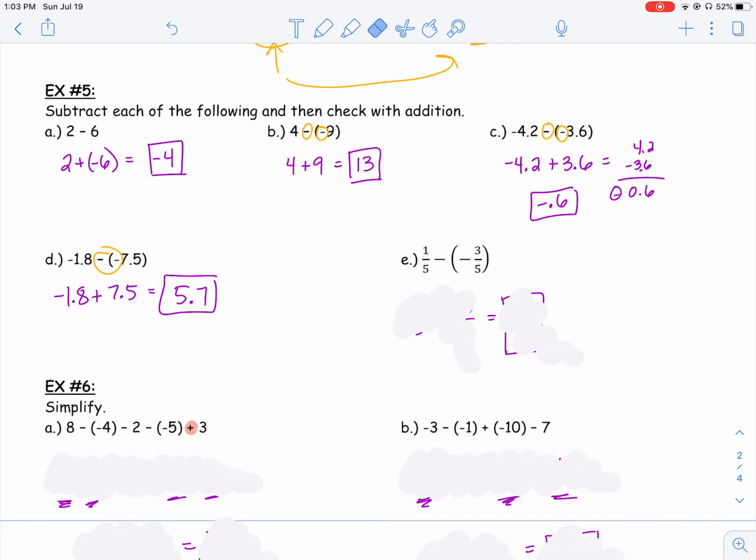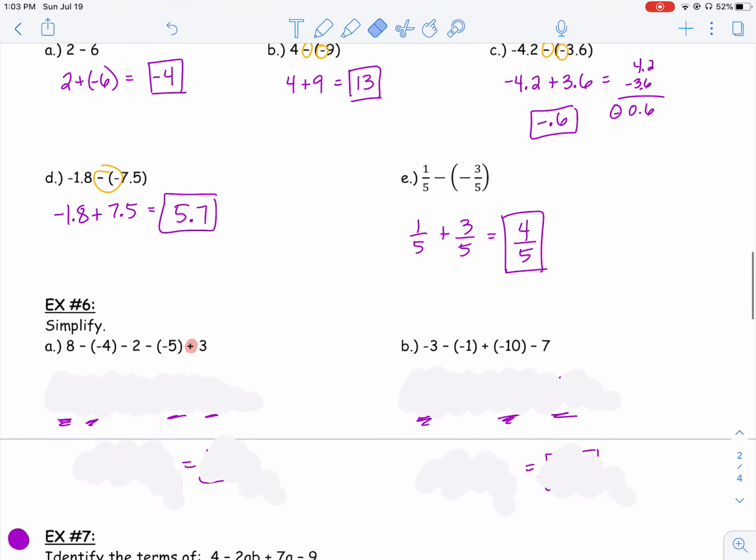Okay, it works the same way with fractions. If I have 1/5 minus a negative 3/5, I can add the opposite of negative 3/5, which is positive 3/5. So really, I have the problem 1/5 plus 3/5. They already have a common denominator, so 1/5 plus 3/5 is 4/5. And that can't be reduced. There's no factor of the numerator that's the same as a factor of the denominator. So 4/5 would be my final answer. All right, so those are a few examples of two numbers.